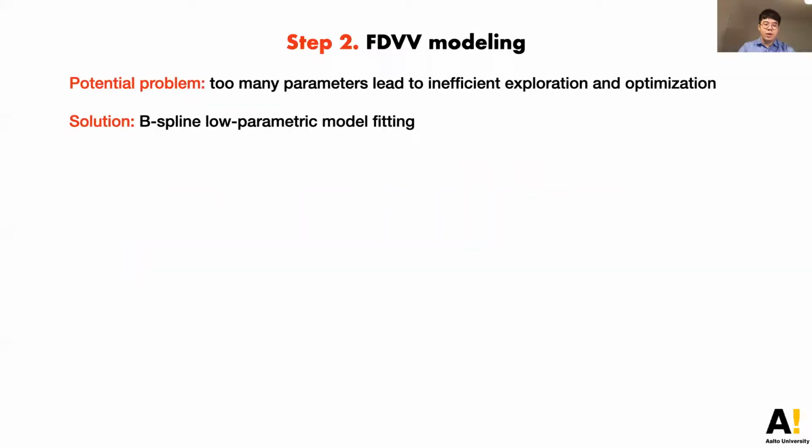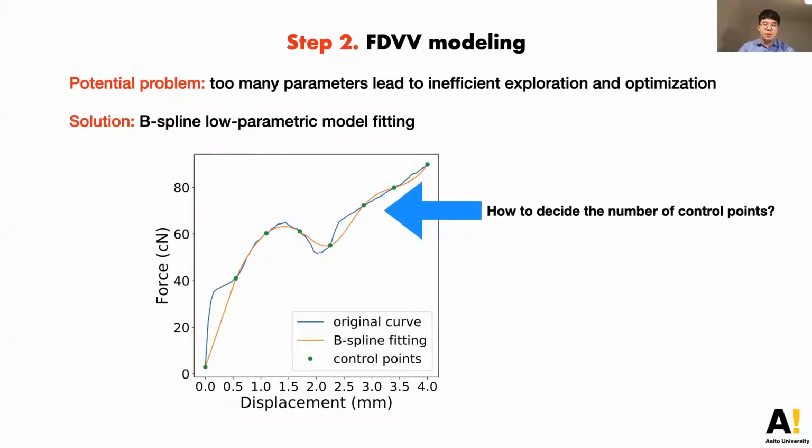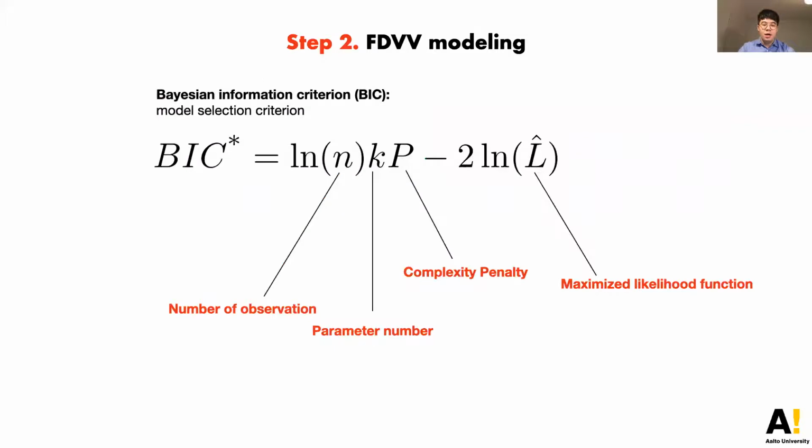After this step, there are many parameters, actually around 800 parameters, for describing just one button. That will lead to inefficient design and exploration. The solution is a low-dimensional representation. We introduce B-spline fitting. The concept is to pick some control points to represent the whole curve. This idea raises another issue. How are we going to decide the number of control points? We then apply Bayesian information criterion to judge the goodness of a model. The lower BIC value is a better fit of a model. Please view our paper for more details.